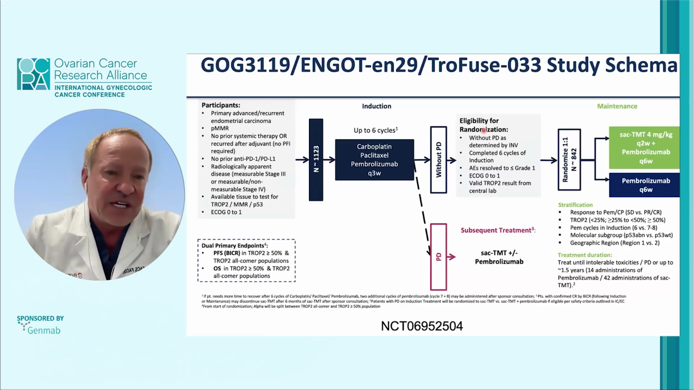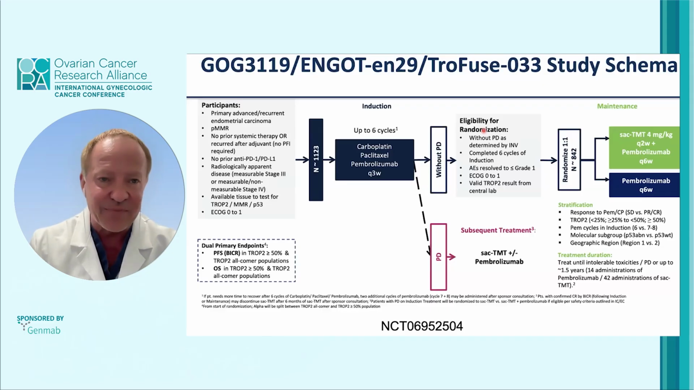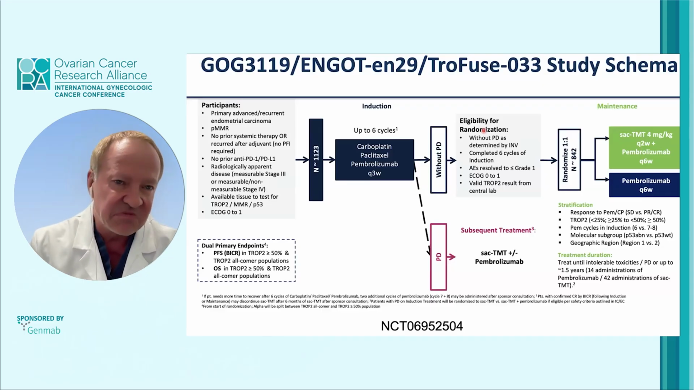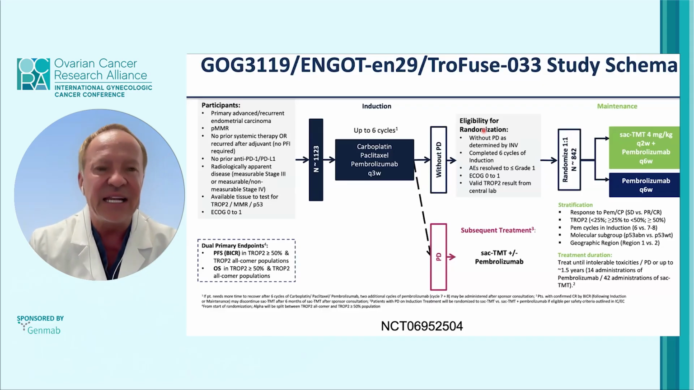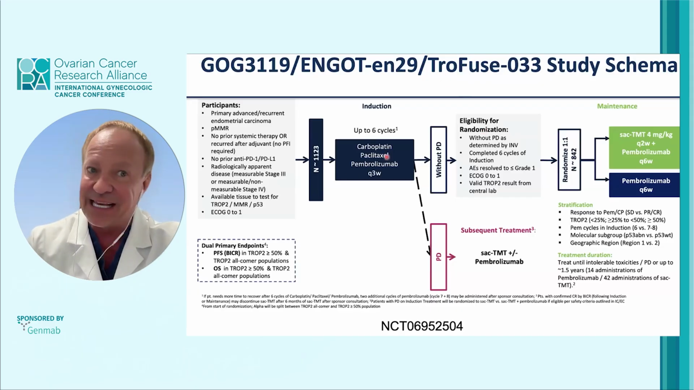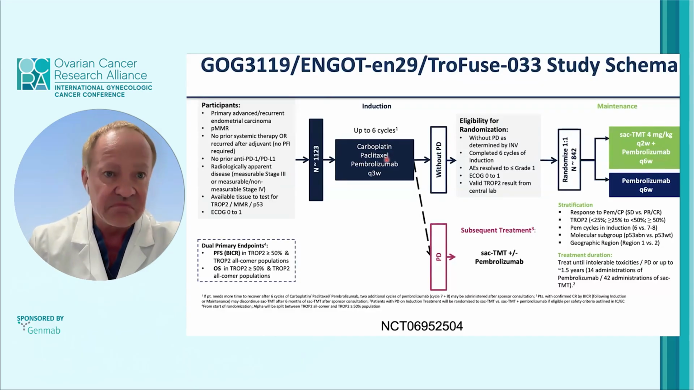In the maintenance phase, you can get sacituzumab trumatican, TROP-2. It's a no-brainer. It is a no-brainer because in this setting, although this treatment is decent, it is not good enough. And you can get this treatment today if you have stage 3, 4 newly diagnosed endometrial cancer, okay?